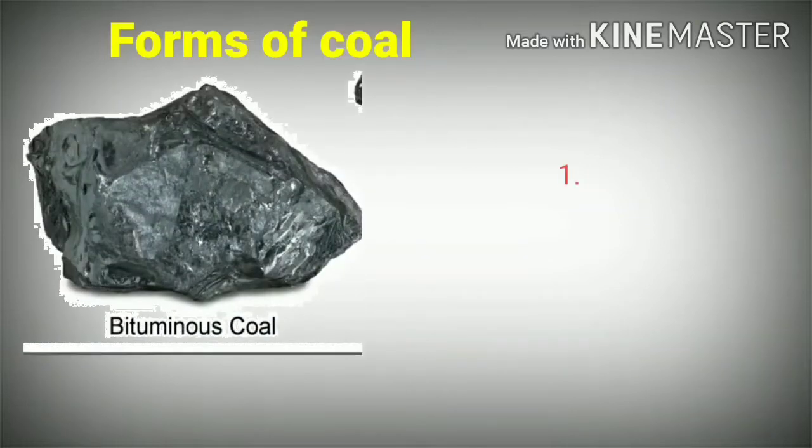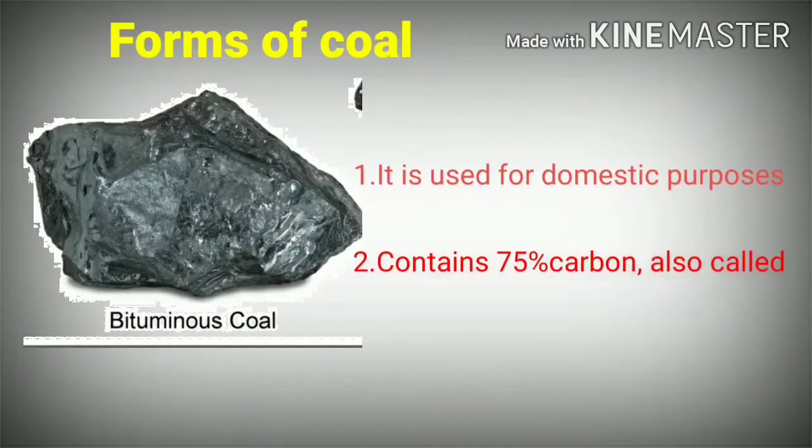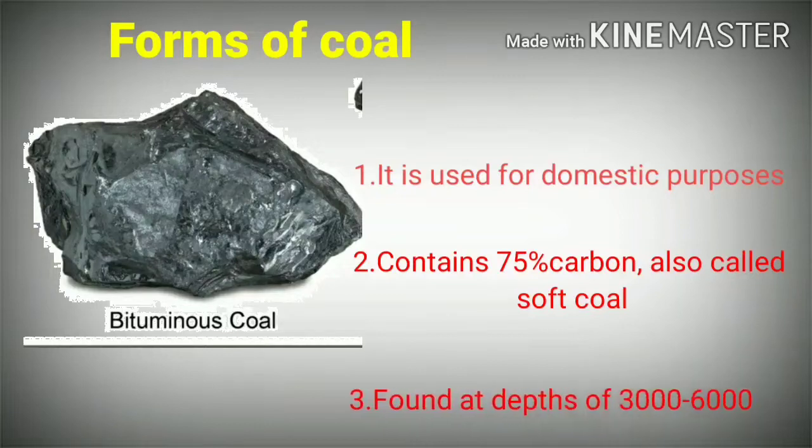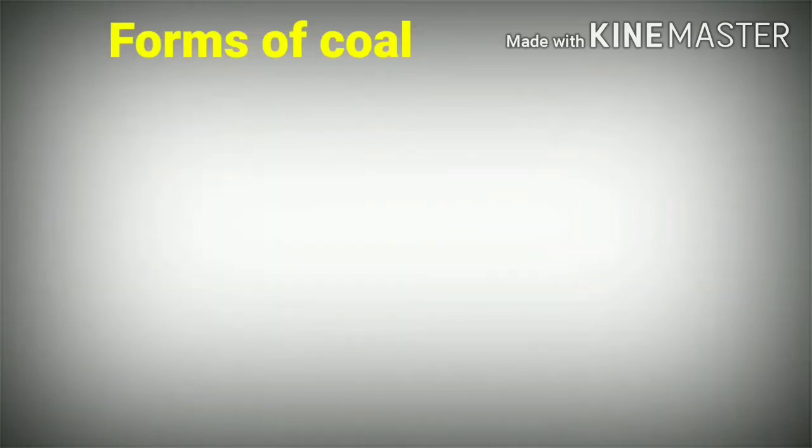Now the second type of coal is bituminous coal. It has approximately 75% of carbon and therefore it is also called soft coal. It is mainly used for domestic purposes and it is found at depths of 3,000 to 6,000 meters below the earth's crust.